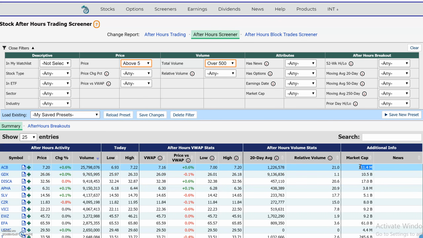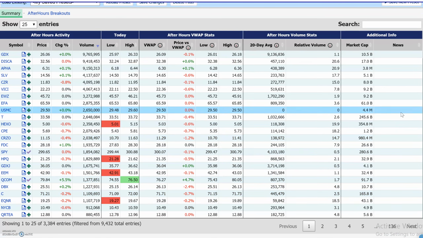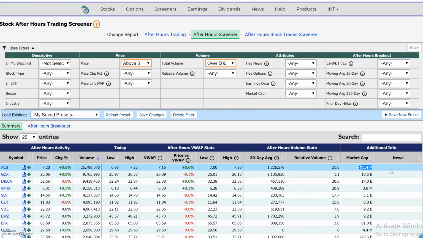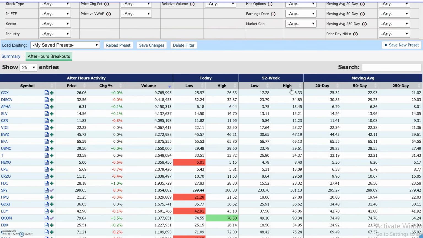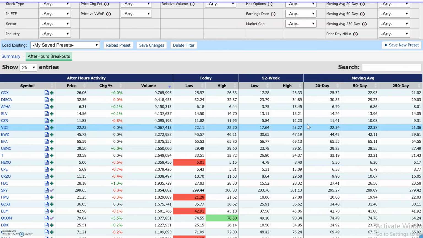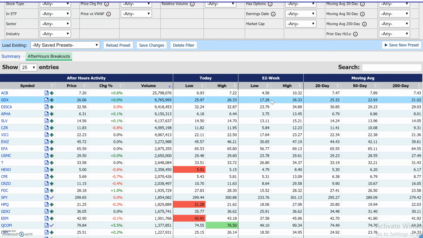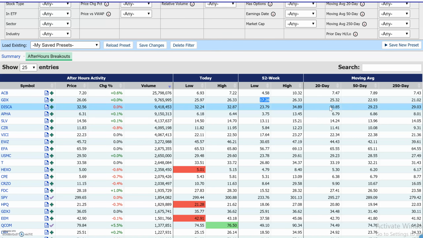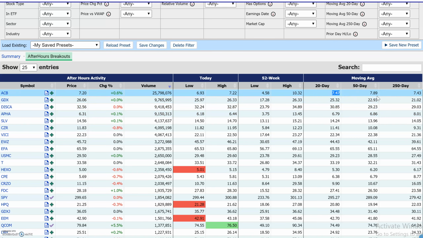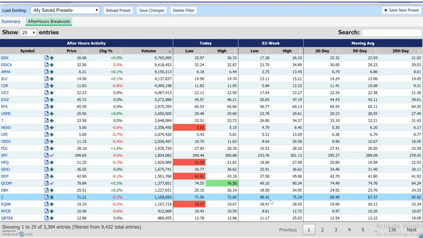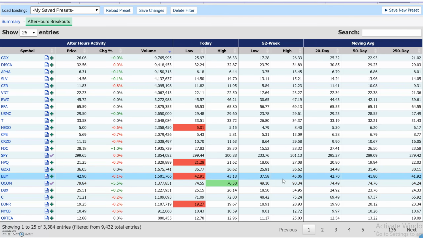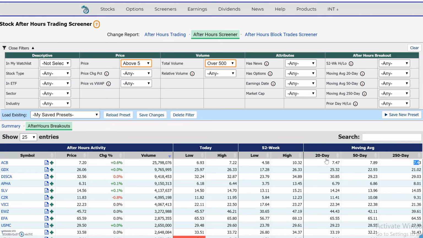Here you also have a market cap, and if there's any news, the headline will be displayed in this last column. So now that we see this, there's also another view if you change this tab. This other view has a couple extra columns to show any other technical breaches. If it breaches the 52-week low or high after hours, or if it crosses the 20-day, 50-day or 250-day moving average, then these will be lit up to give you an indication that one of these technical indicators has been crossed.